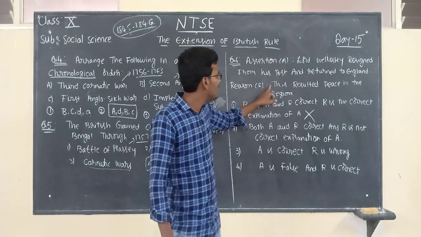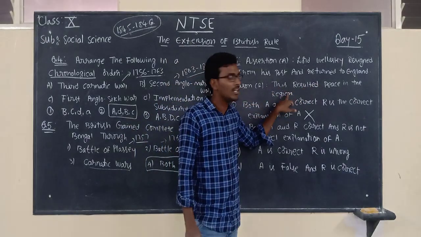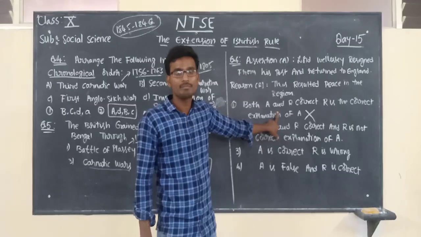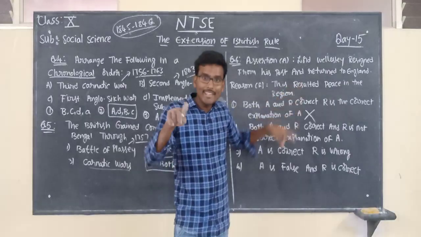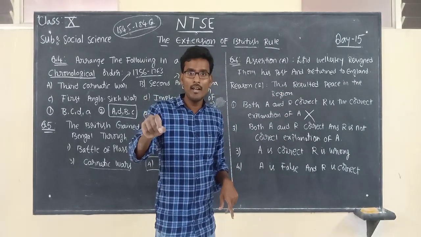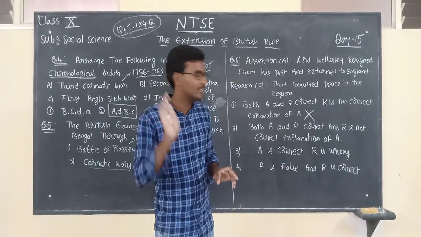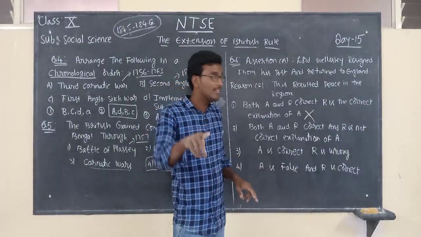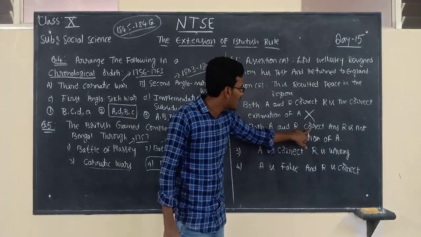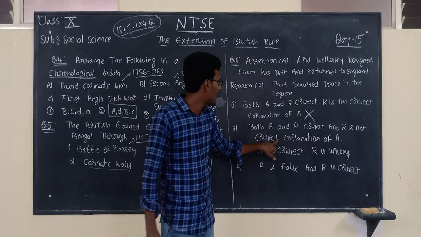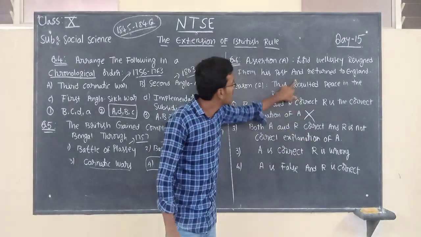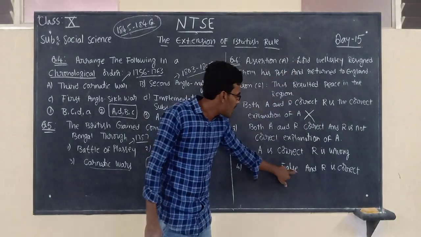But what reason have they given? This resulted in peace in the region. That is not a correct explanation, so this is the wrong answer. So what is the right reason? The subsidiary alliance increased the financial burden on the company. That is the right reason. If you find that statement as a reason, then it will be correct. Next, both A and R are correct, R is not a correct explanation of A. And A is correct, R is wrong. A is false, R is correct.